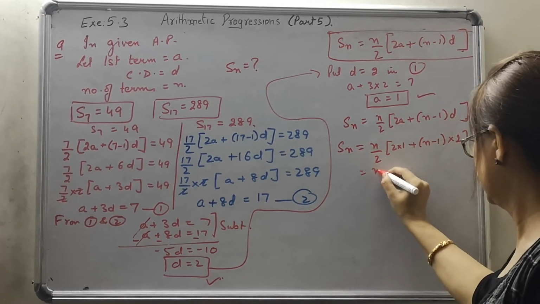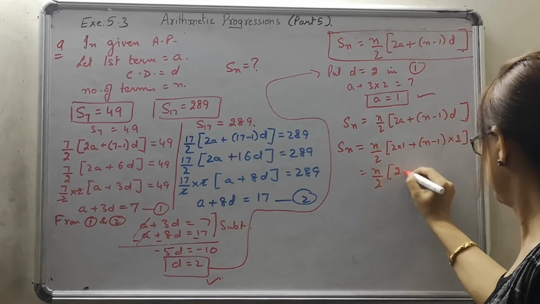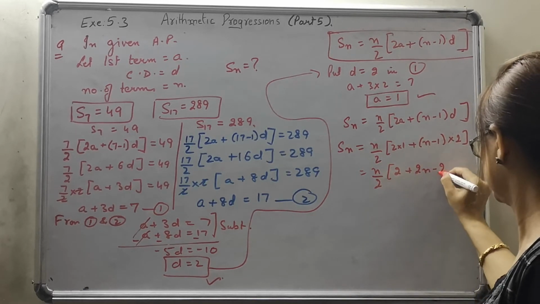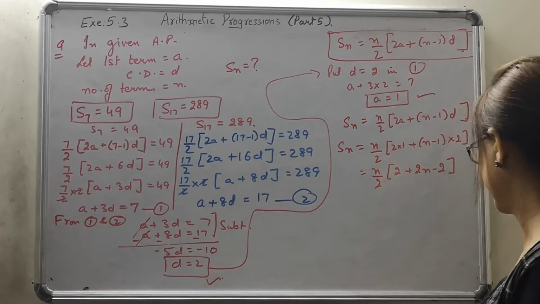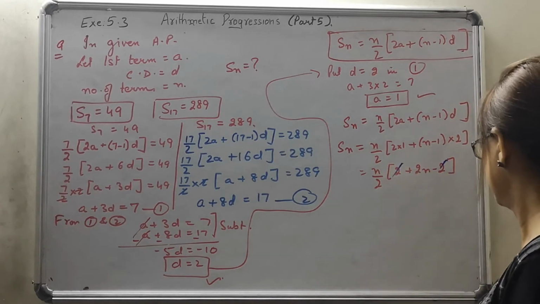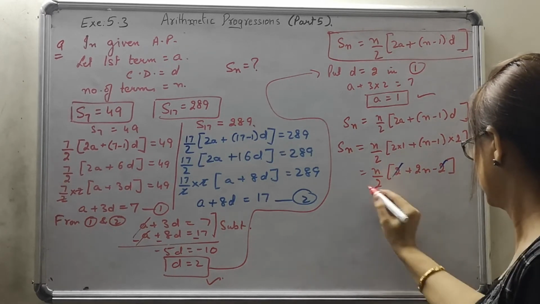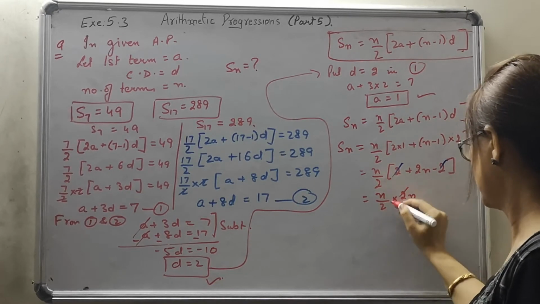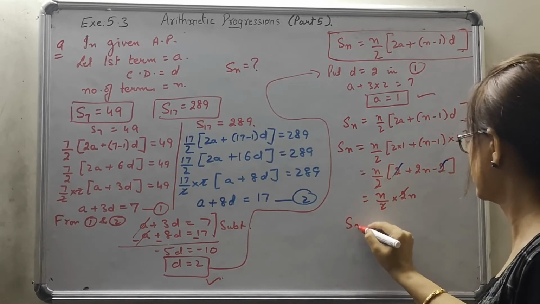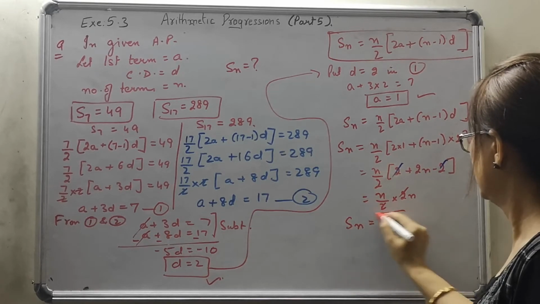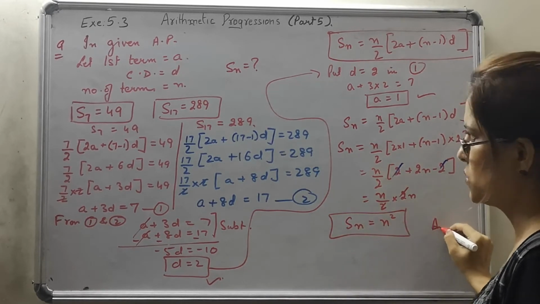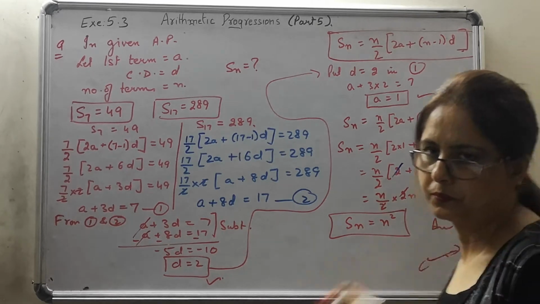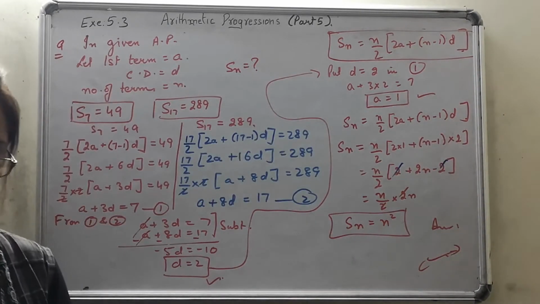Let's work out the bracket. This is 2 plus 2n minus 2. What next are we having? We can cancel the 2's. So what is it? n upon 2 into 2n. The 2 and 2 cancel. So Sn is equal to n into n, n square. So this is the sum to n terms. This is what we were required to find out. Take down this one. We'll move to the next one.